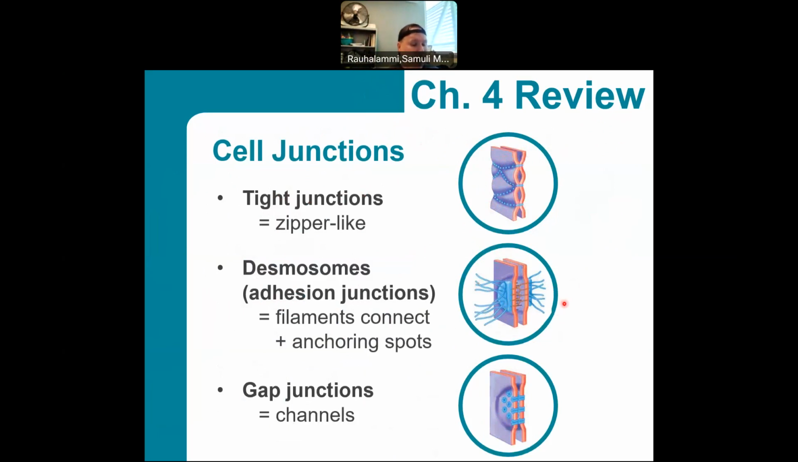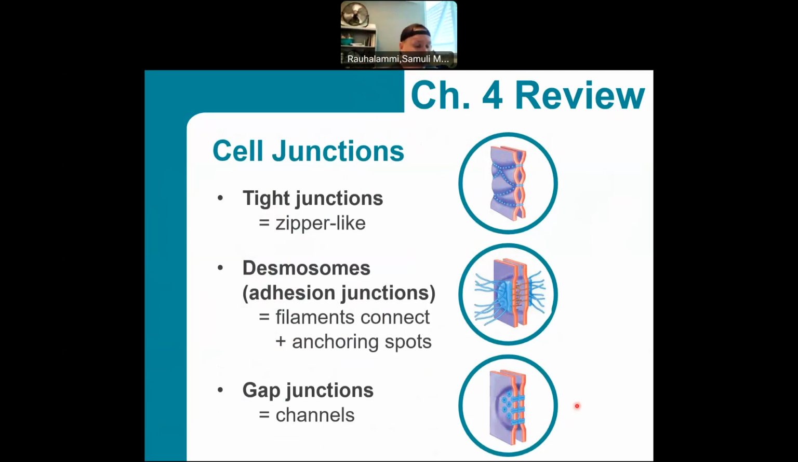These are really anchoring spots on both sides of the two cell membranes, and many filaments come out of these anchoring points. So they're very, very strong attachment points for structures within the cell as well.